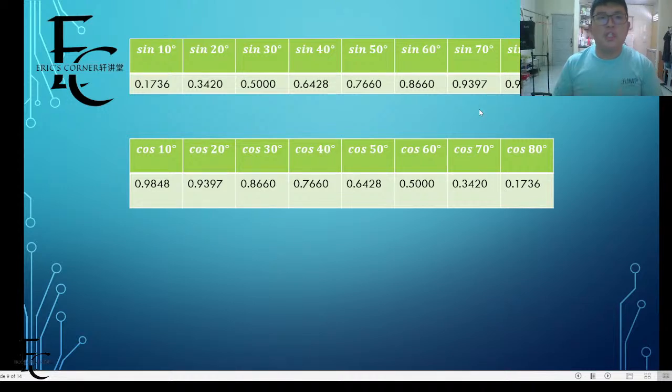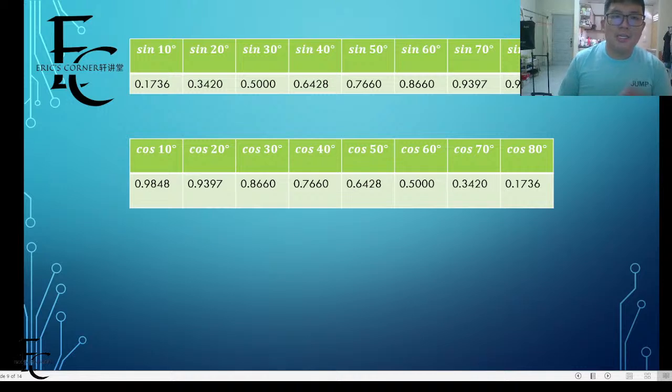So in this table, what do you observe? Actually you can observe that sine 10 degrees is equal to cos 80 degrees. This is related to trigonometric identities, but at our level we will not be learning trigonometric identities. You will learn them in additional mathematics, so we won't discuss much on this.